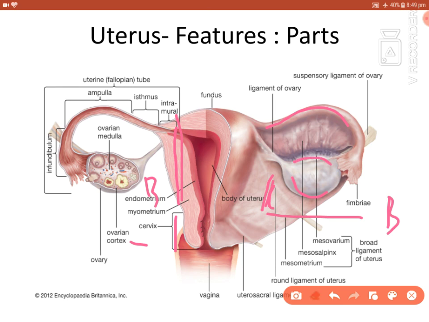So its parts are: here this is the lateral surface, this is the lateral surface. You can see the upper part, where the fallopian tube will be.